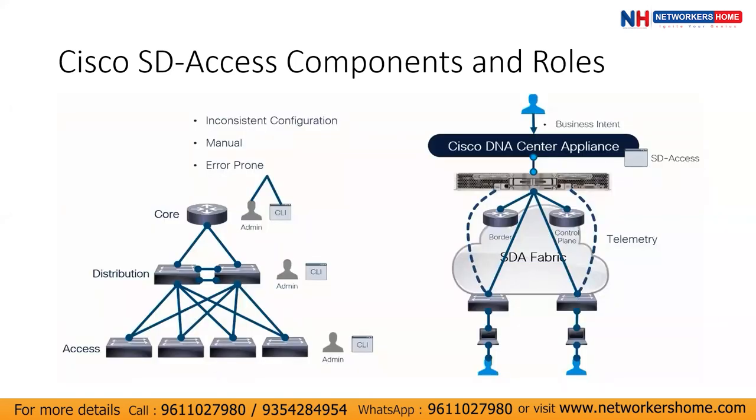So again, the same story, like the traditional network: inconsistent configuration, manual, error prone. In the DNS Center SDX solution, we are using the business intent, implementing that intent using the automation feature and the telemetry, which is coming from the network devices back to DNS Center, and DNS Center will give you the graphical representation. But here you can see two new points are added. One is border and one is control plane, right? These two new names have been added.